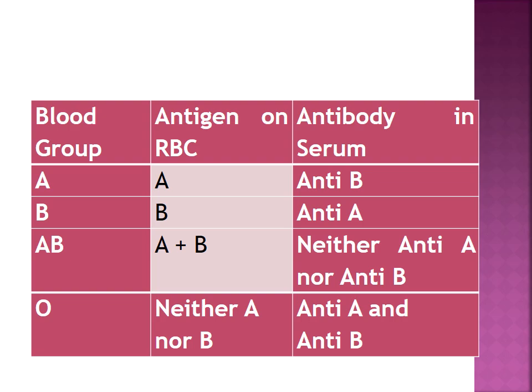In this chart you can see group, antigens present on RBC and antibodies. In A group, A antigen is present on RBC and anti-B antibody is present in serum. In B group, B antigen is present on RBC and anti-A antibody is present in serum. The antibody present in the serum is opposite of the antigen. These anti-A and anti-B are called natural antibodies. In AB group, both A and B antigens are present on RBC, so no antibody is present in serum. In O group, antigen is not present, either A or B, so both anti-A and anti-B antibodies are present in serum.